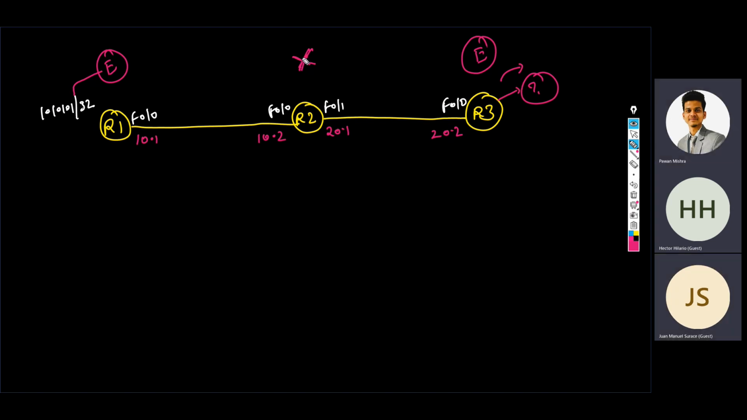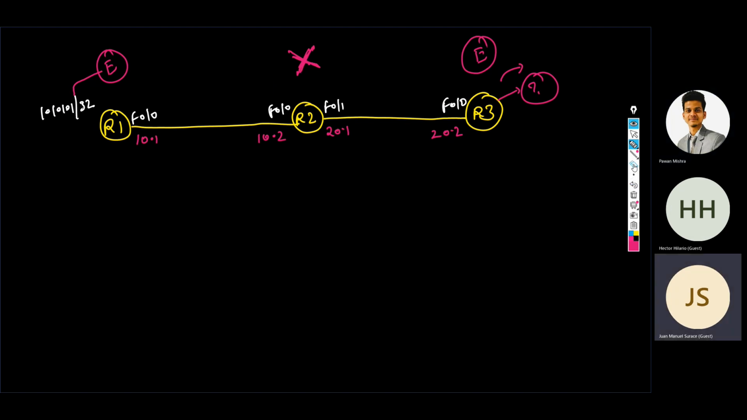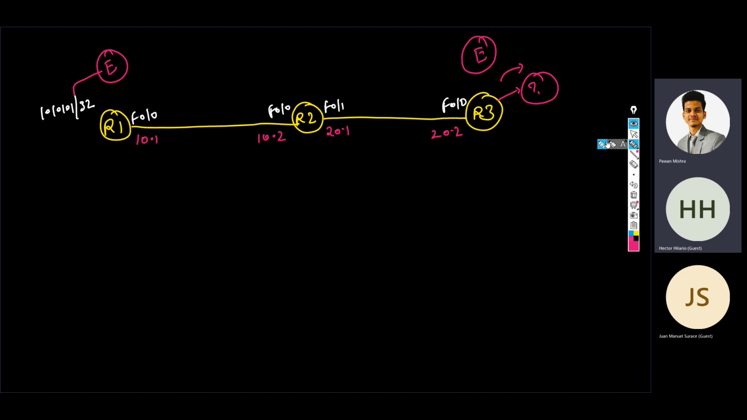Nothing's configured. No, I'm not configuring anything else on R2, just the IP address. That's it. It should not receive. Obviously, this R3 router doesn't receive the route.